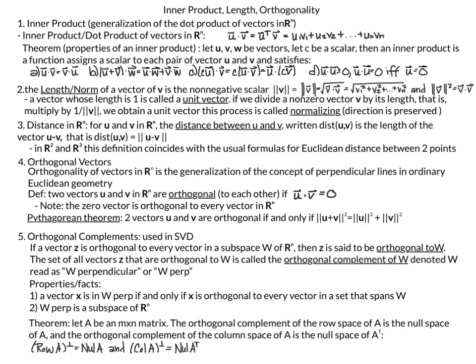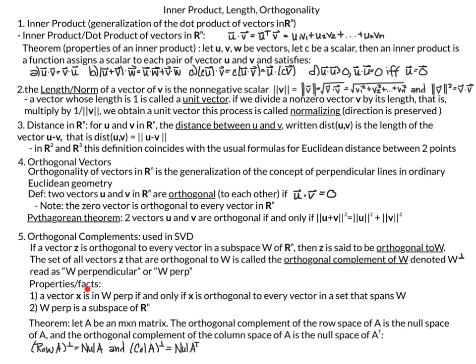Our last topic was about orthogonal complements, which we introduced in this chapter, but we'll use it later in a chapter when we discuss singular value decomposition. So the idea is if a vector z is orthogonal to every vector in a subspace W of Rn, then z is said to be orthogonal to that subspace W. And the set of all vectors z that are orthogonal to W is called the orthogonal complement of W, and we denote that as W with this little perpendicular sign as a superscript. And we read that as W perpendicular, or W perp.